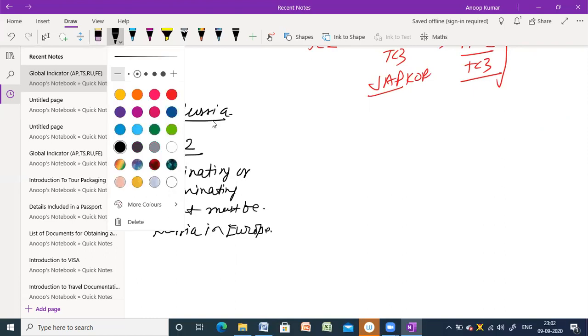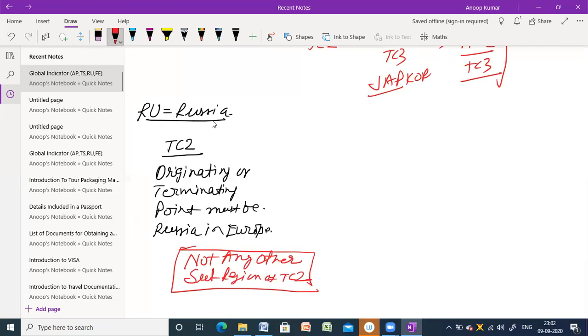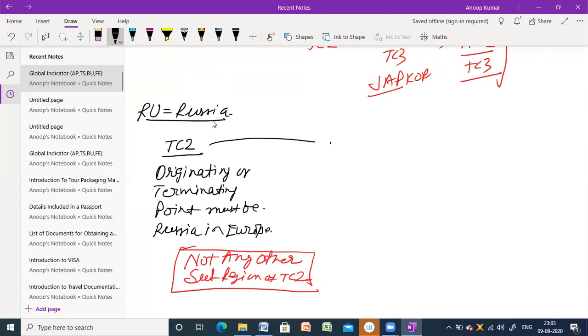Not any other sub-area of TC2. The flight must start from Russia in Europe. Then from TC2, or from Russia in Europe, the flight must go to JAPCOR only. In TC3, it must go to the JAPCOR area only.